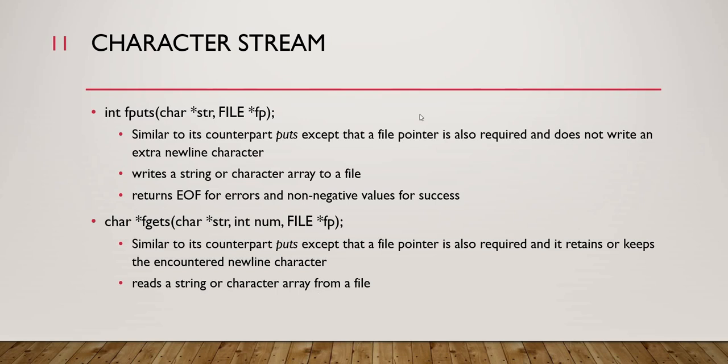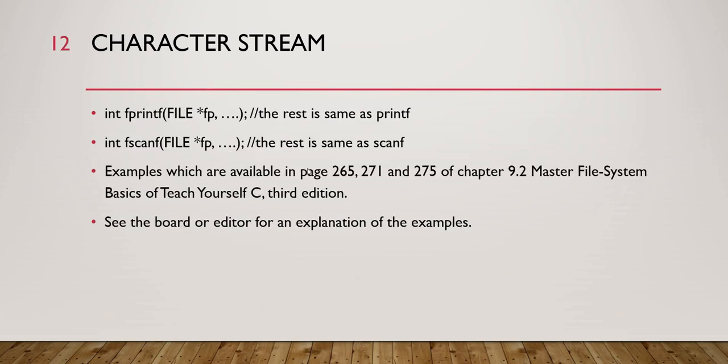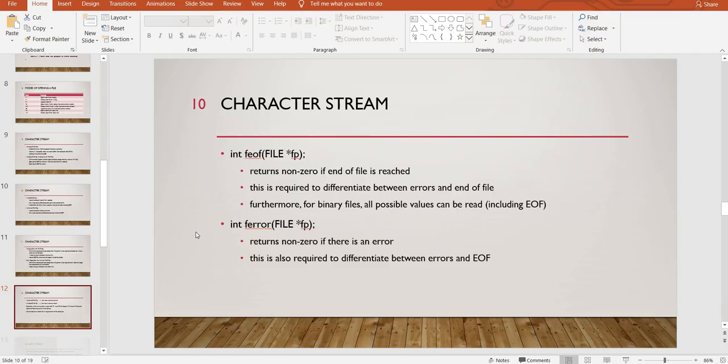Okay, so there are two other functions which are also the same as printf and scanf. They are fprintf and fscanf. The only difference is the file pointer. So fprintf prints into a file and fscanf scans from a file. Is it clear? There are many examples for these in pages 265, 271 and 275 of chapter 9.2 of Teach Yourself C. Okay, so I'm still going to show you these examples in code blocks.